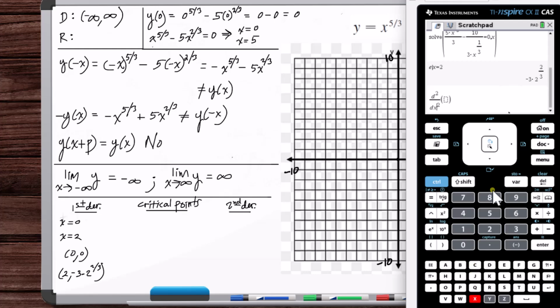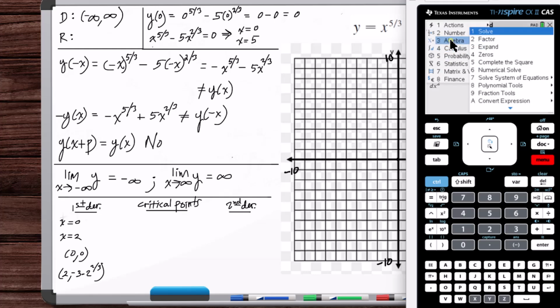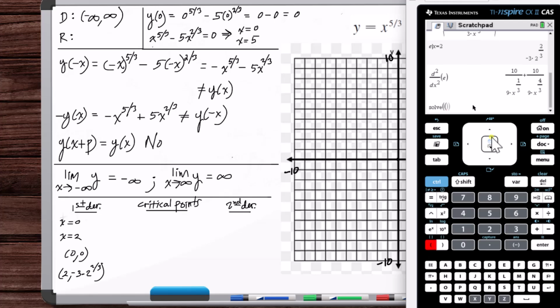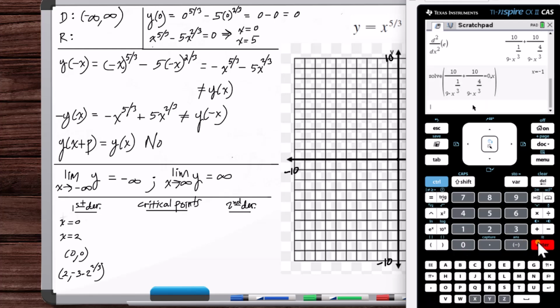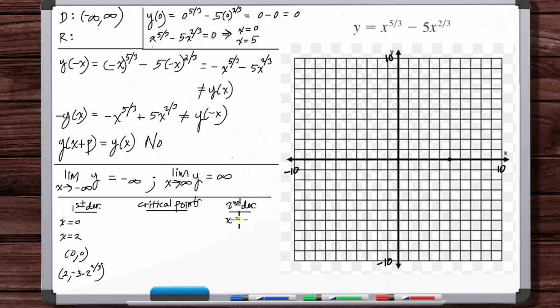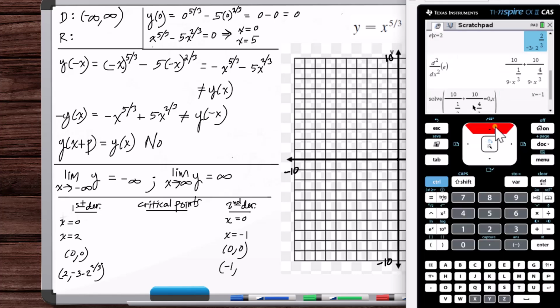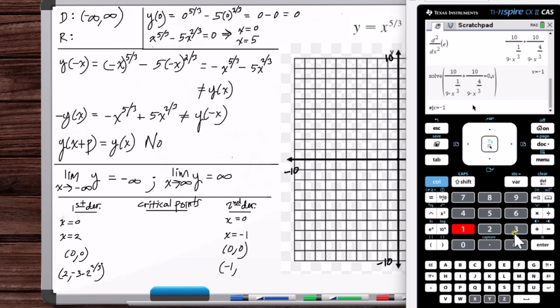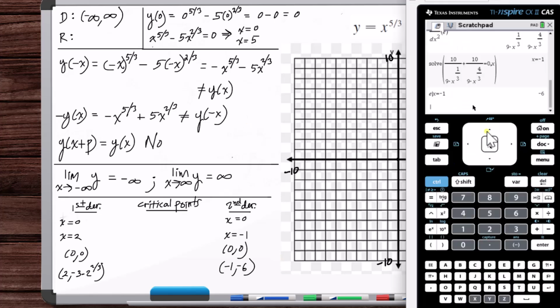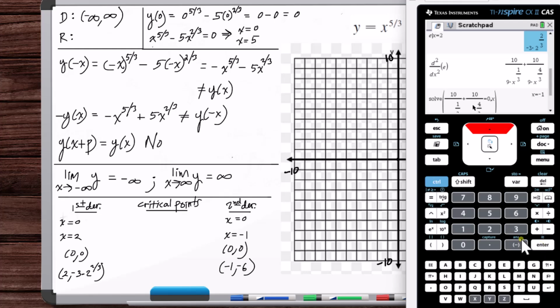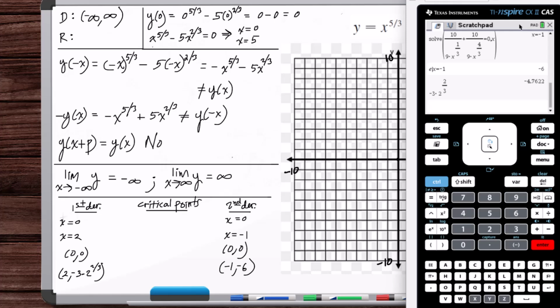So d squared. All right. x equal to 0 is going to be one point, but let's see if there are other points. x is equal to minus 1. So the second derivative didn't exist at x equal to 0, and then at x equal to minus 1. So you've got 0, 0, and then minus 1, and then minus 6. Okay, so let's plot these points. If we come here, what is this? Minus 4.76.